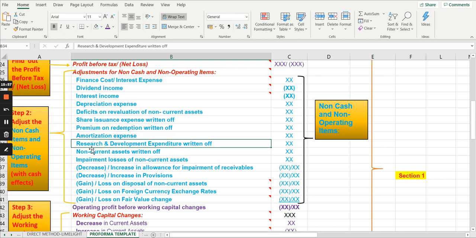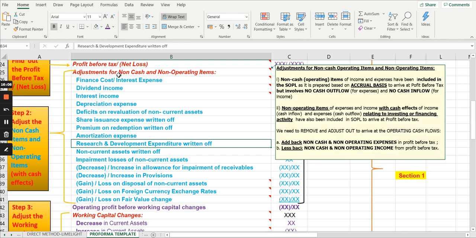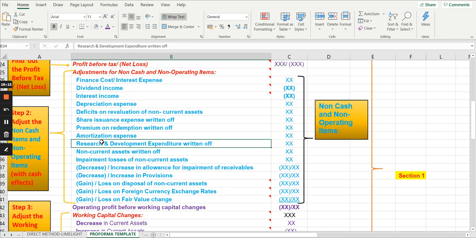And I'm just putting the list to give you some ideas of what other possible things can be listed or adjusted under non-cash and non-operating items, because most of the examples tend to focus on just a few items. So I'm just trying to give you a long description to help you with other situations you may come across.